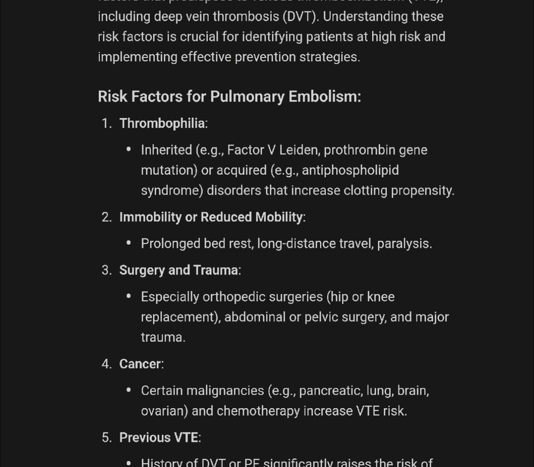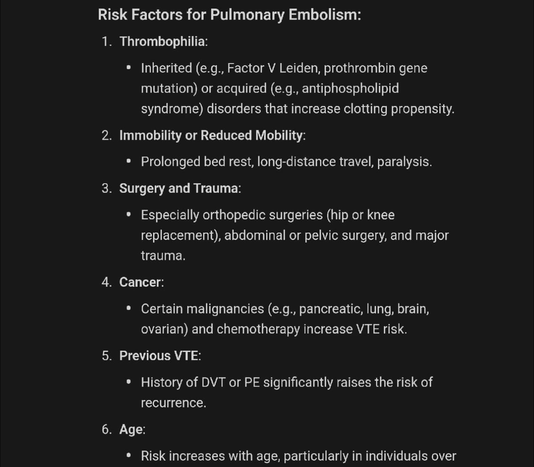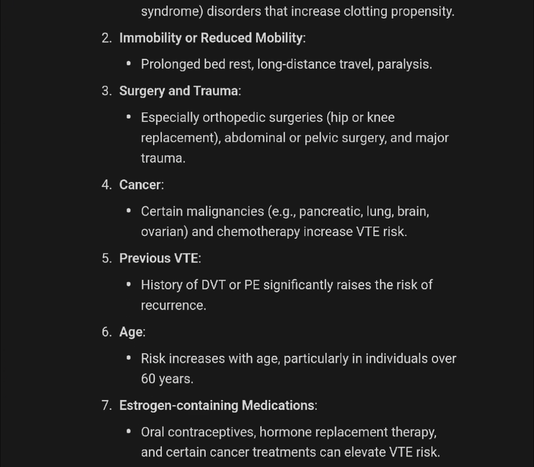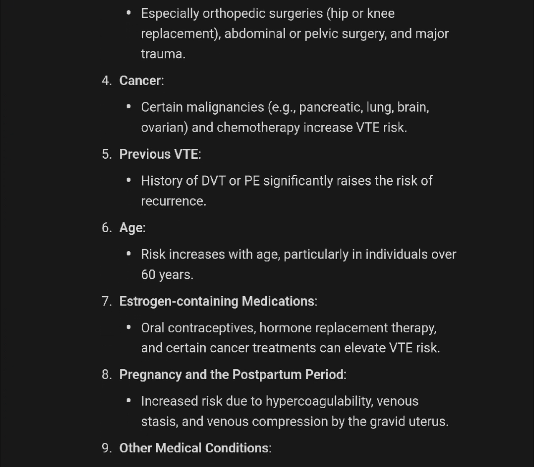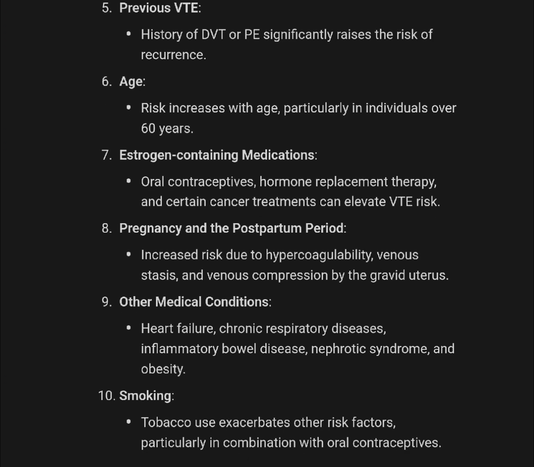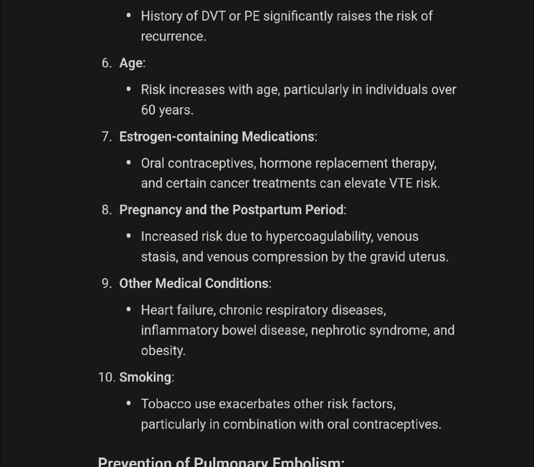Risk factors for pulmonary embolism: thrombophilia, inherited, such as factor V Leiden or prothrombin gene mutation, or acquired, such as antiphospholipid syndrome, disorders that increase clotting propensity. Immobility or reduced mobility, prolonged bed rest, long-distance travel, paralysis. Surgery and trauma, especially orthopedic surgery, hip or knee replacement, abdominal or pelvic surgery, and major trauma. Certain malignancies, pancreatic, lung, brain, ovarian, carry a high VTE risk. Previous VTE, DVT or PE, significantly raises the risk of recurrence. And age: risk increases with age, particularly in individuals over 60 years.